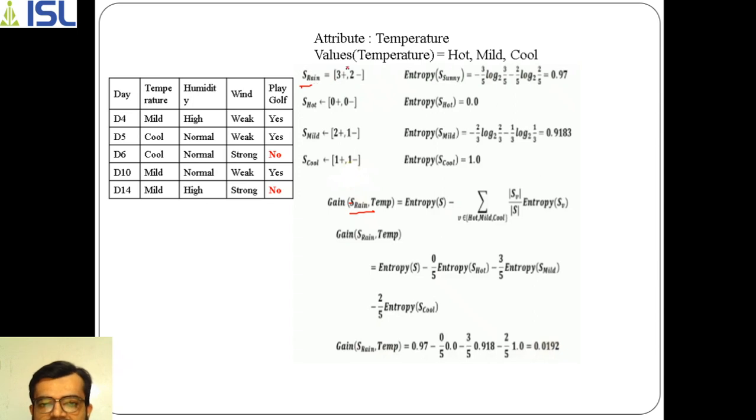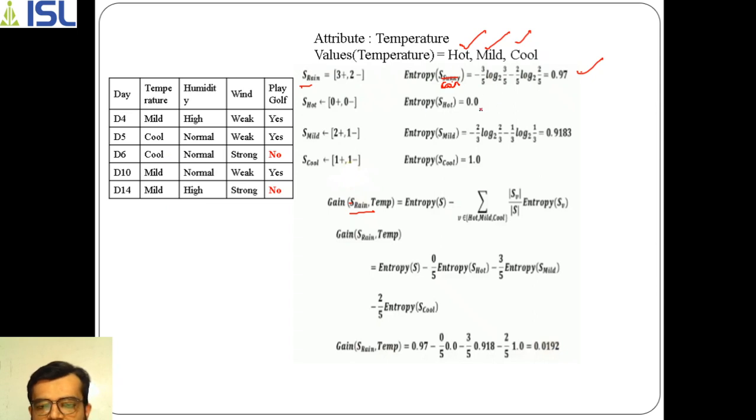For rain, S of rain, we have already calculated the entropy, so you will be getting that value here. Similarly for S hot, it is rain here, and S hot is there. We are taking S hot: 0 positives, 0 negatives. That means there is no hot value here, because in temperature there are three values, hot, mild and cool. Here there is no hot value, only mild and cool values are there.